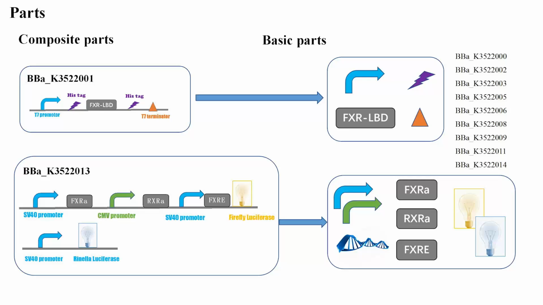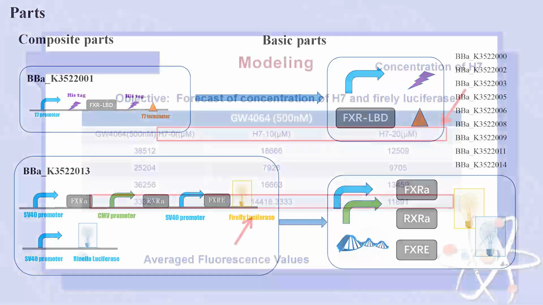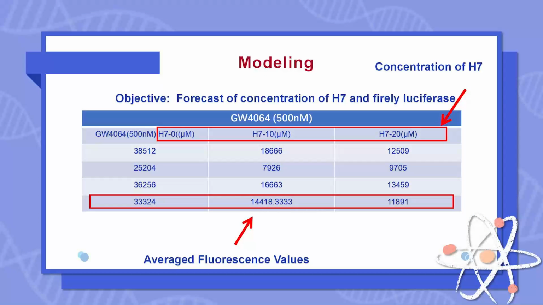In order to construct the composite parts, we designed several corresponding basic parts, like promoters, terminators, tags, proteins, luciferases, and other necessary internal DNA. To further explore the value of our experiments, we came up with the following modeling. Our primary objective is to forecast the changing trend of firefly luciferase and the concentration of H7.